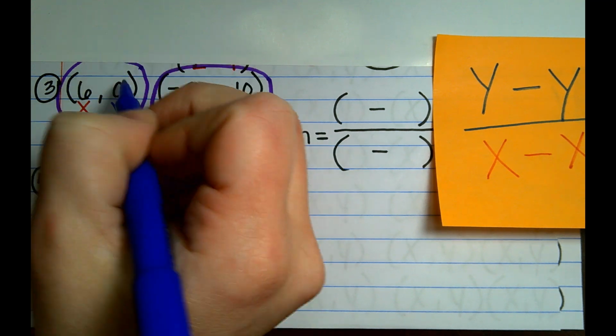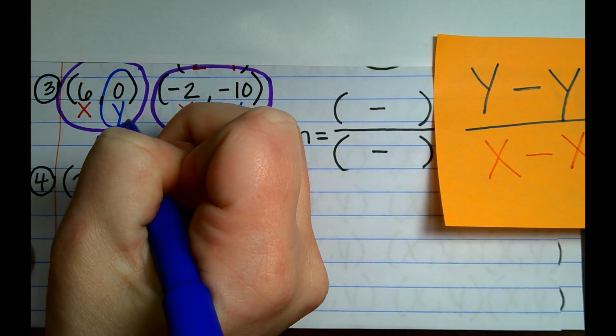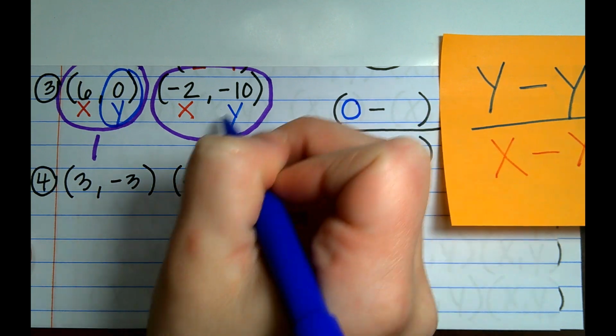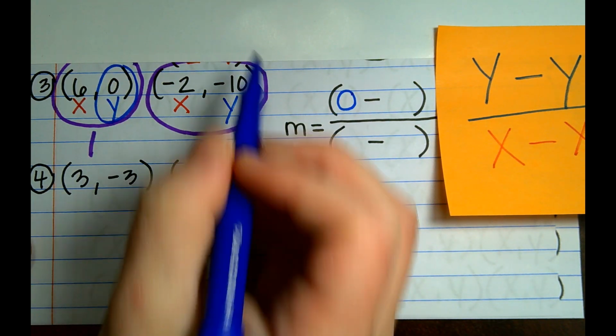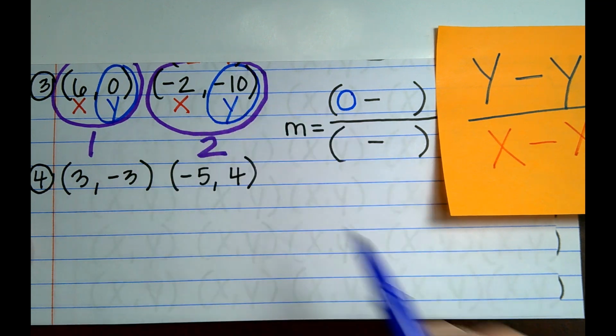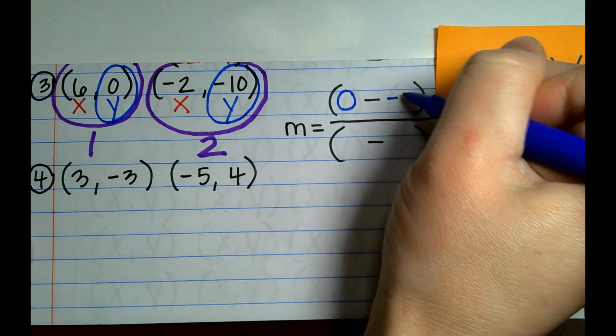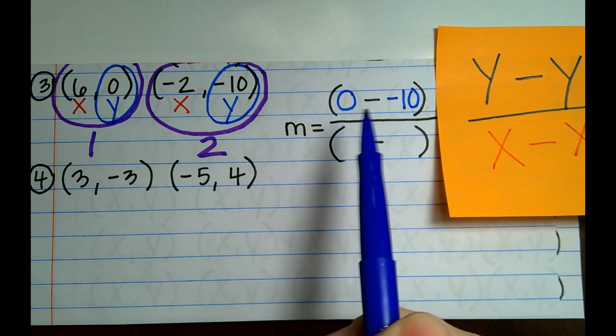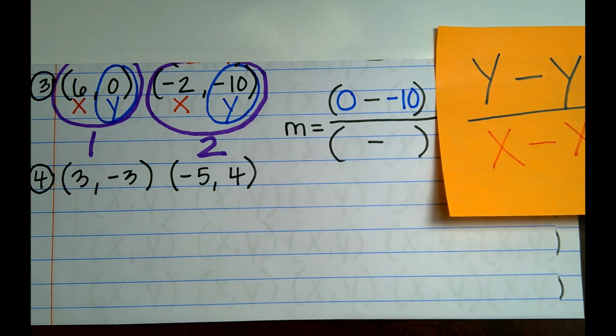Let's do 0. Yes. 0 is our first y. And then our next y is here, just negative 10. So on top, we now have 0 minus negative 10.